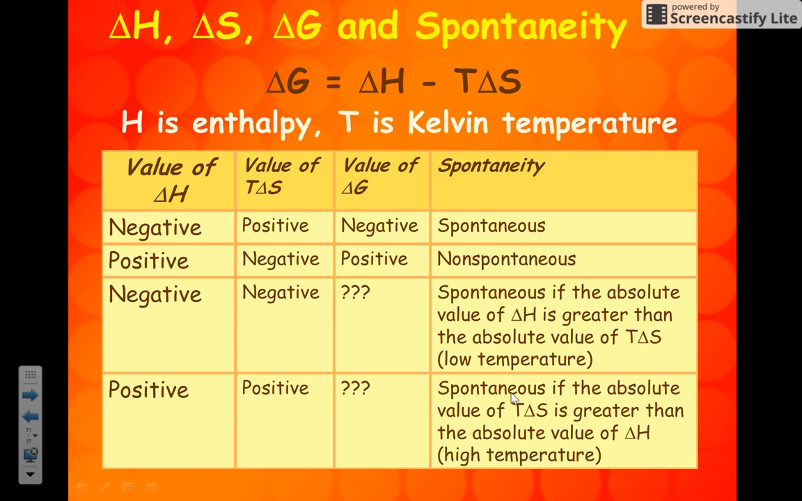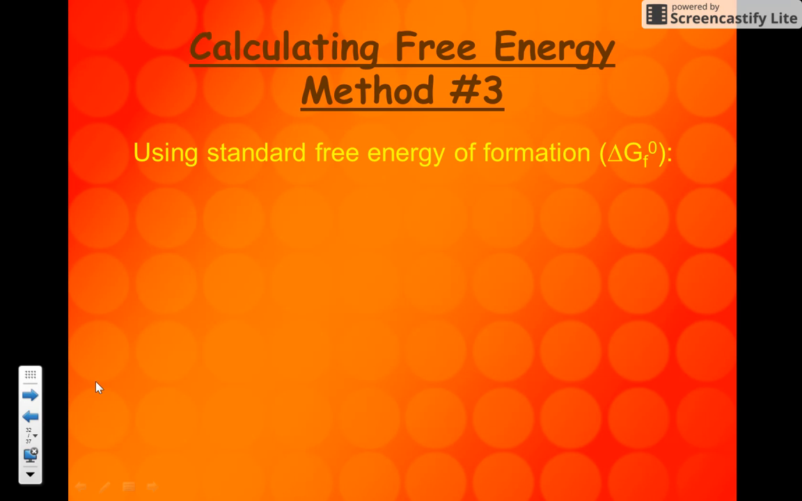Now, it will be spontaneous if the absolute value of T delta S is greater than the absolute value of delta H at very high temperatures. So like if both of these are positive. So it would make a bigger impact at low temperatures than it would at high temperatures. We will again do some calculations after break with that formula.